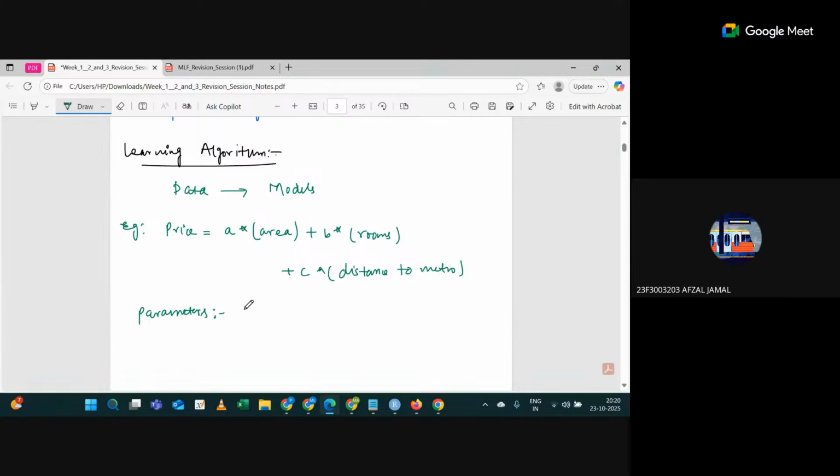Area, rooms, and distance to metro. We can even add interior, maybe color. No. So A, B and C are the parameters actually.